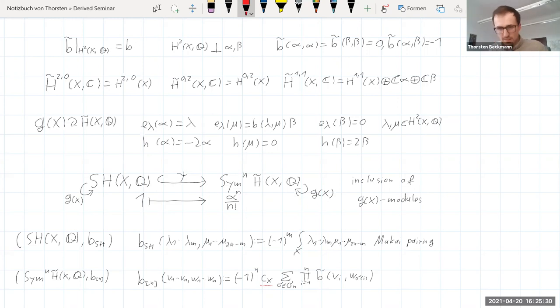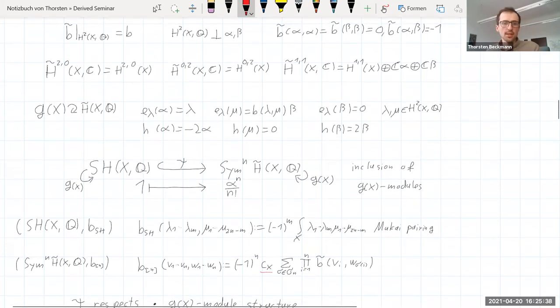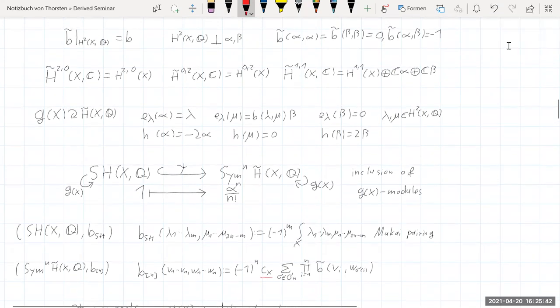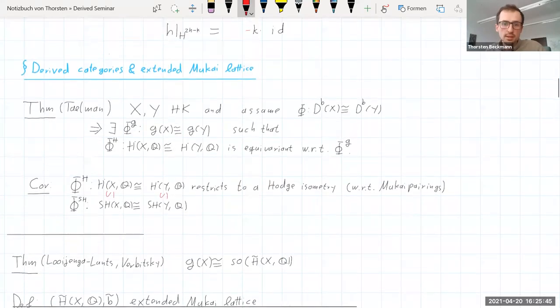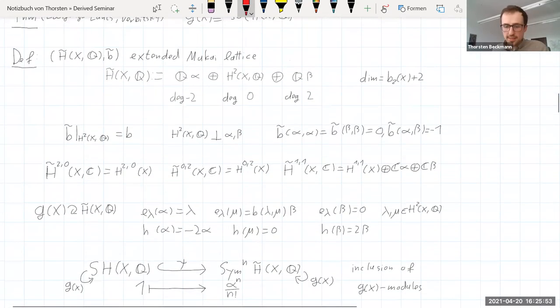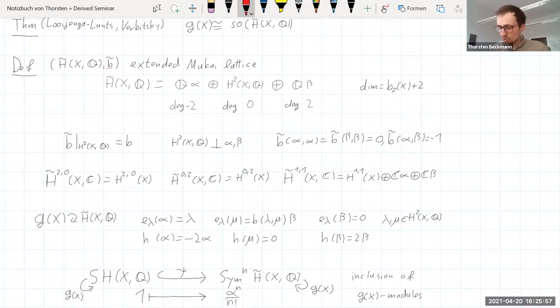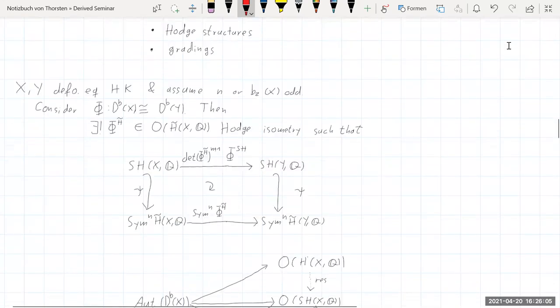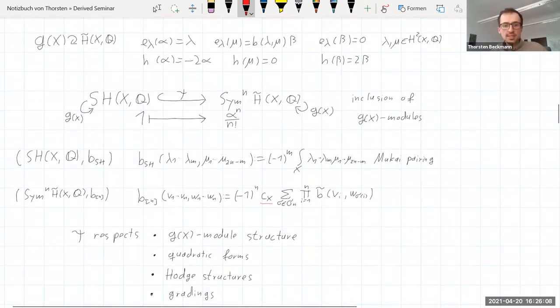The usual pairing you would find in the representation theory language would be without C_X, but here I use C_X, and the reason for this is the following. C_X is the Fujiki constant. And B tilde is the pairing on the extended Mukai lattice, which on H^2 is just the usual Beauville-Bogomolov-Fujiki form. And so this psi really respects all the structure the Verbitsky component has. It respects, by definition basically, the module structure of the Looijenga-Lunts-Verbitsky Lie algebra, but this embedding is also isometric, so it respects the quadratic forms on both sides.